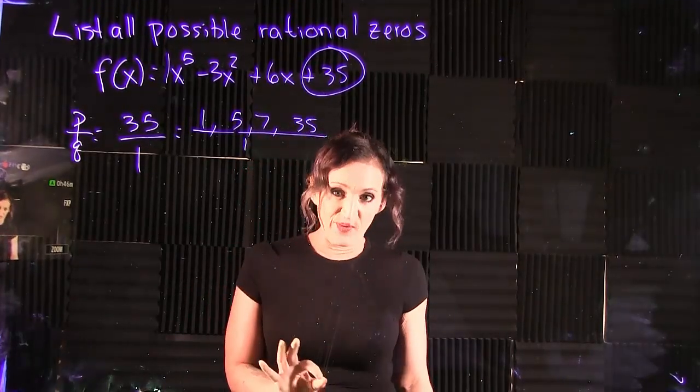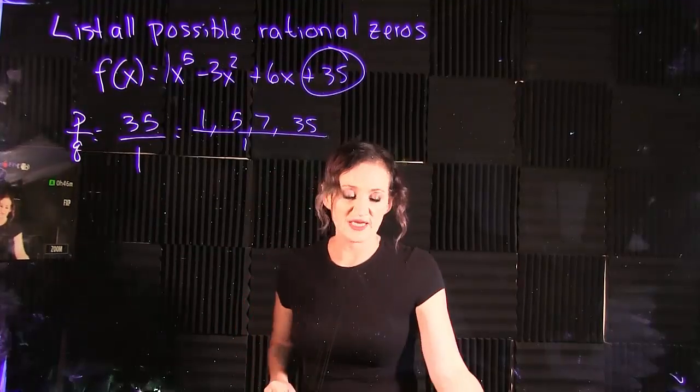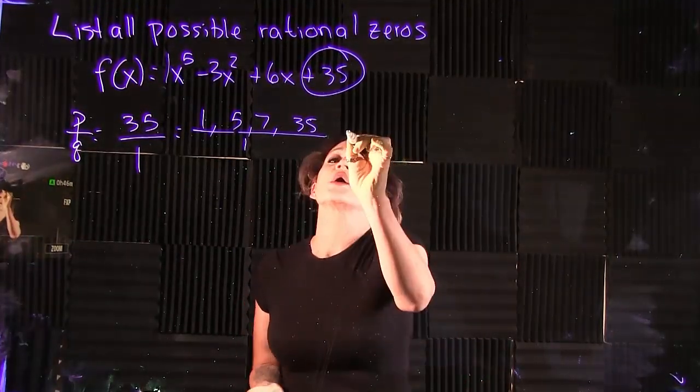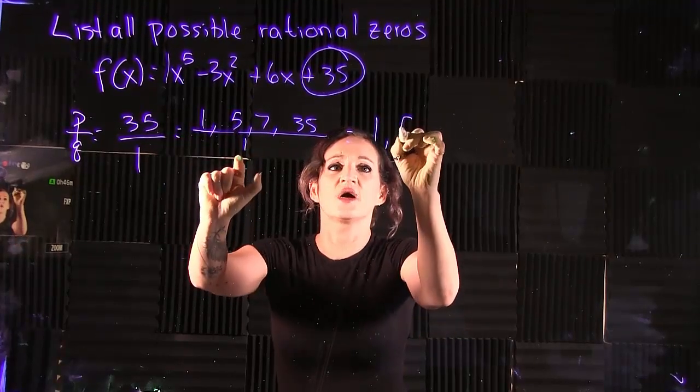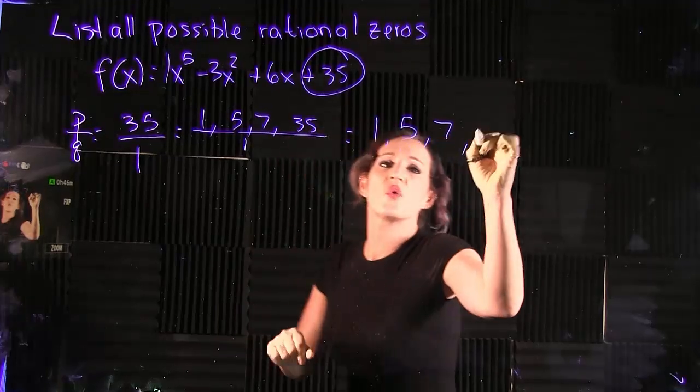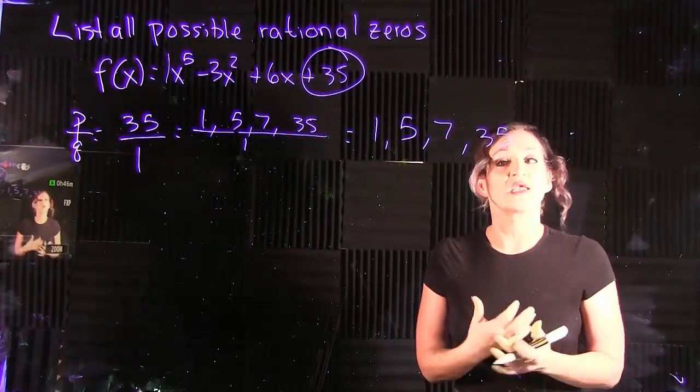At this point, the next process in figuring out this list, you want to take everything in the numerator, put it over the denominator. 1 over 1 is 1. 5 over 1 is 5. 7 over 1, 35 over 1 is a 35.